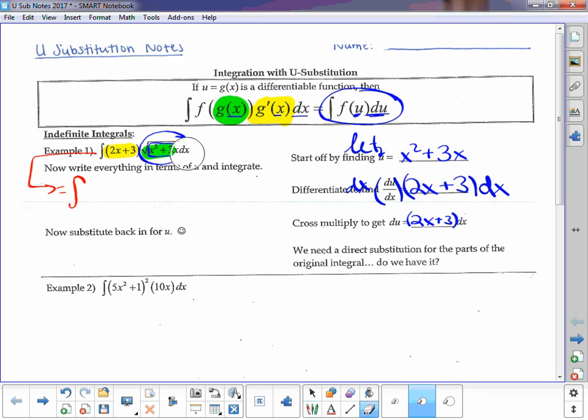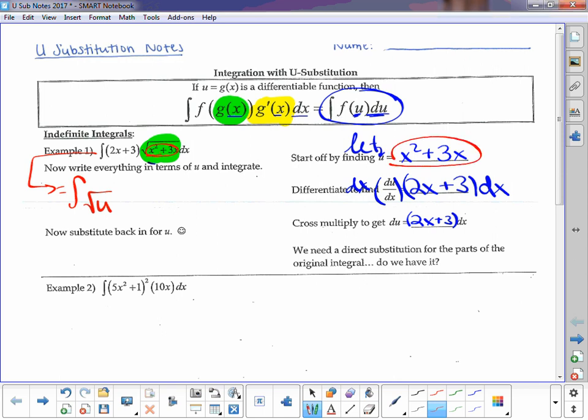Let me redo my highlighting here. If I look, do you agree that this piece here, the square root of x squared plus 3x, we could just rewrite as the square root of u? Are we good there? Okay.